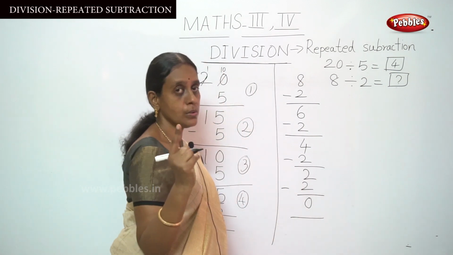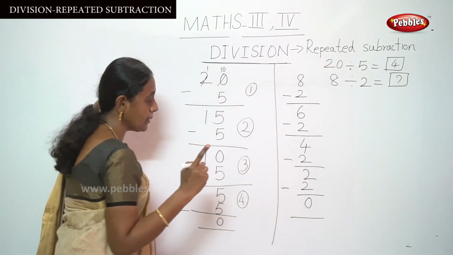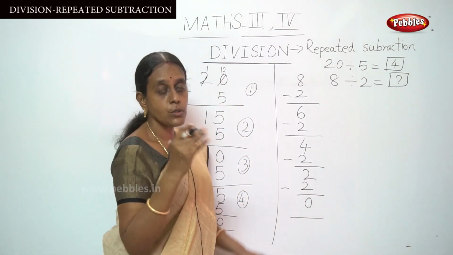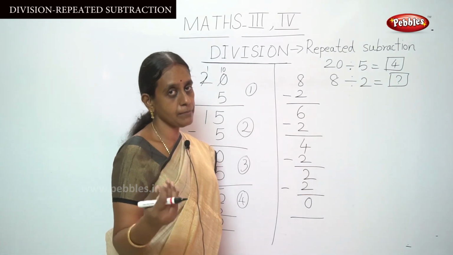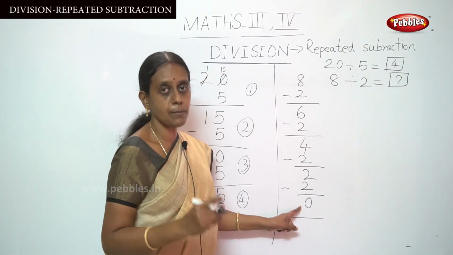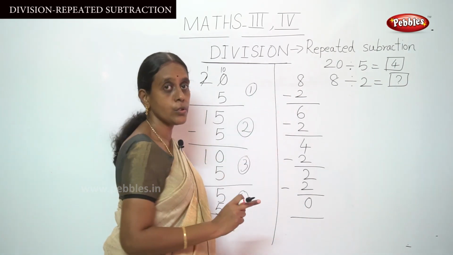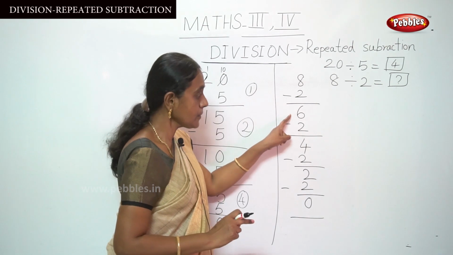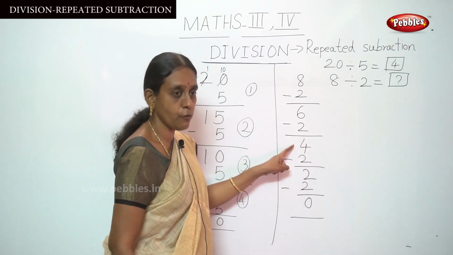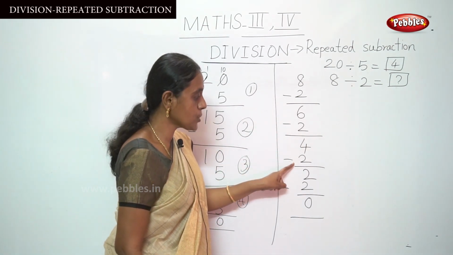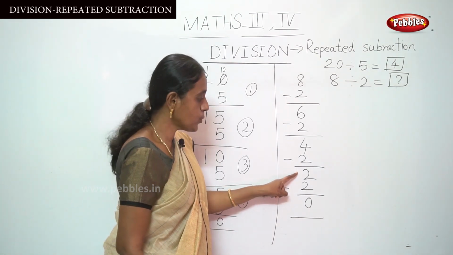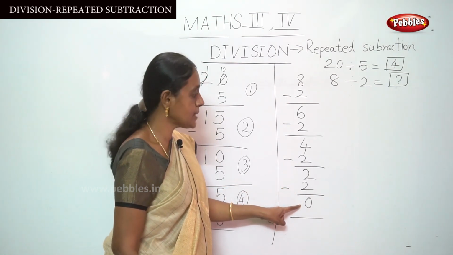You have to remember one thing: you subtract until the answer is 0. So here 8 minus 2, you got 6. 6 minus 2, you got 4. 4 minus 2, you got 2. And 2 minus 2 is 0.